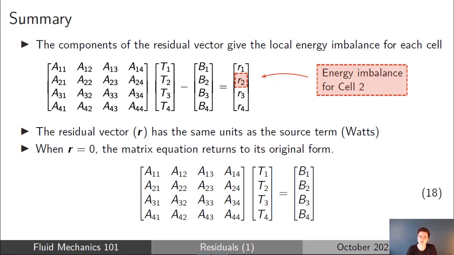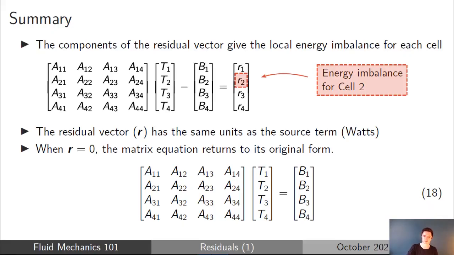Now, just to summarize what we've talked about very quickly, and then we'll move on to talk about a bit more, the components of that residual vector R actually physically give you the local energy imbalance in each cell in the mesh. So R1 is the energy imbalance for cell 1, R2 is the energy imbalance for cell 2, and so on. And you'll also notice that the residual vector R has the same units as the source term B. So in this case, because we're looking at the energy equation and the residual vector represents the energy imbalance, it has the units of watts, units of power, which is the same, of course, as the units of the B vector, and is also the same as the units of AT if you multiply those together.